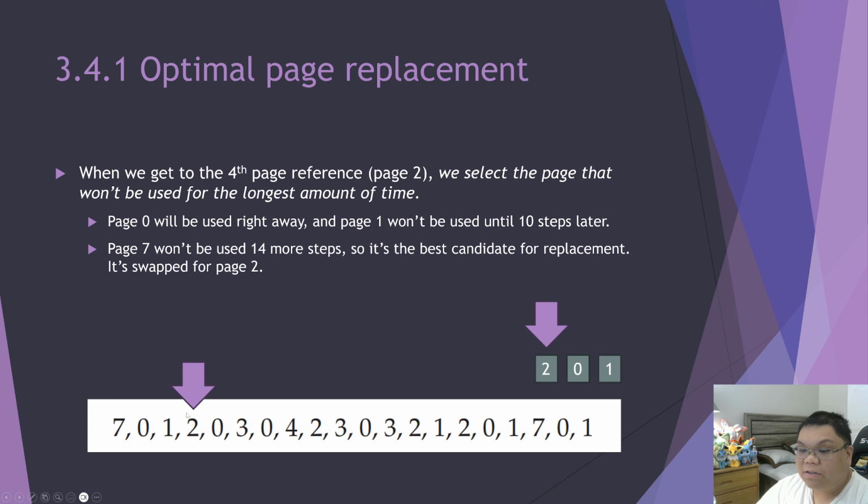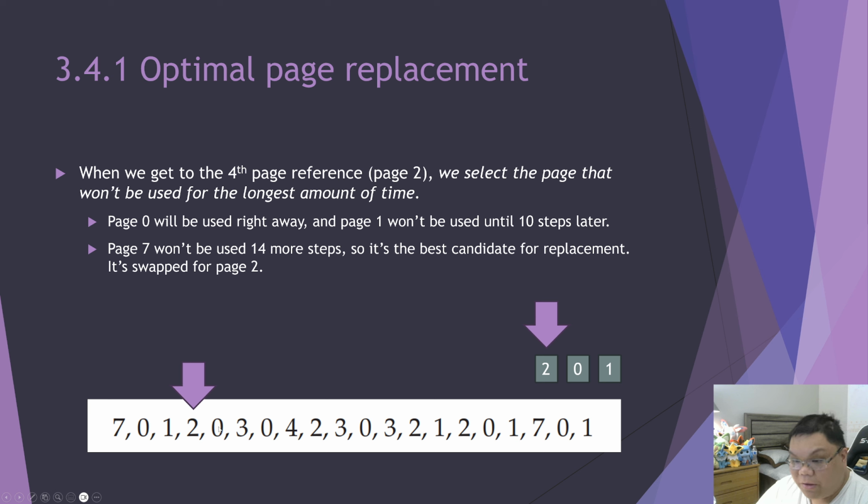When we read page 2, we don't have room for page 2. All of our 3 page frames are taken up, so we determine which page to remove to make room for page 2. We select the page that won't be used for the longest amount of time. That is the rule for optimal page replacement. You start here, and you determine which of the 3 pages, 7, 0, or 1, will occur the last.